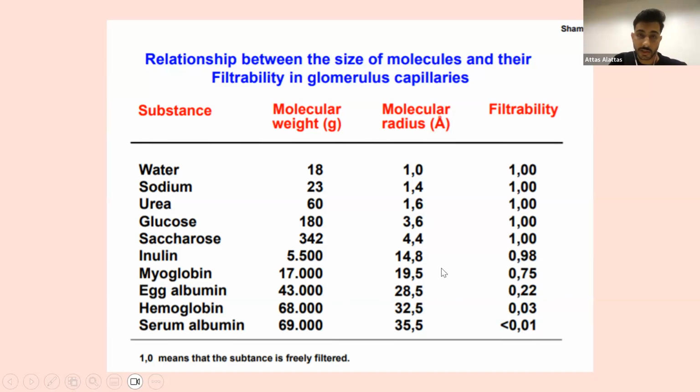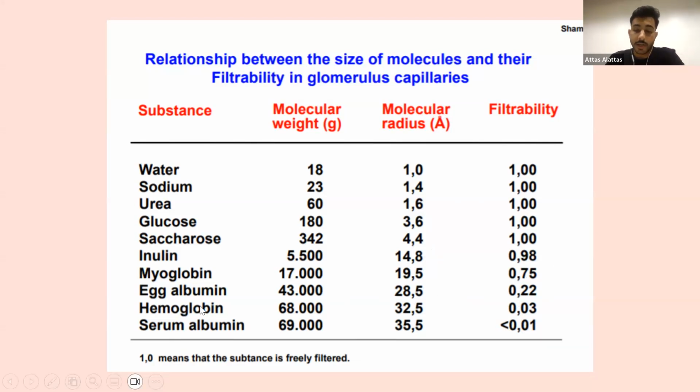This is one thing to notice. The other thing you can notice is the trend of the molecular radius with the filterability. The more you increase the molecular radius, the filterability decreases. So this is what we meant by the size of the molecule. The more you increase the size, the less the filterability is.